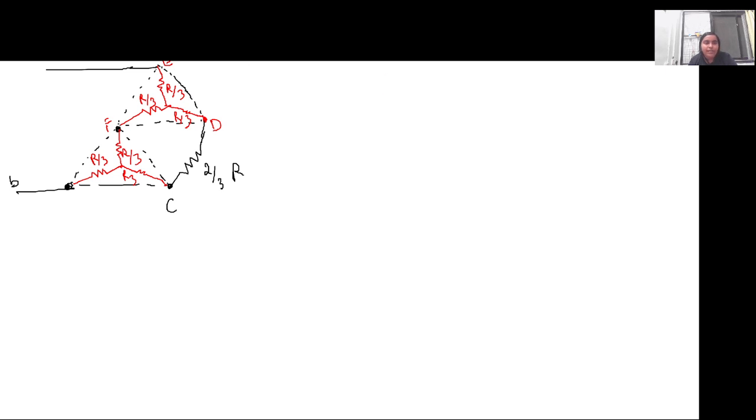So now you will see this circuit has become much more simplified than it was before. So I'll redraw it properly. There is a resistance R by 3. Let this be the node X and this be the node Y. So R by 3 is connected between this node E and this node X, right?